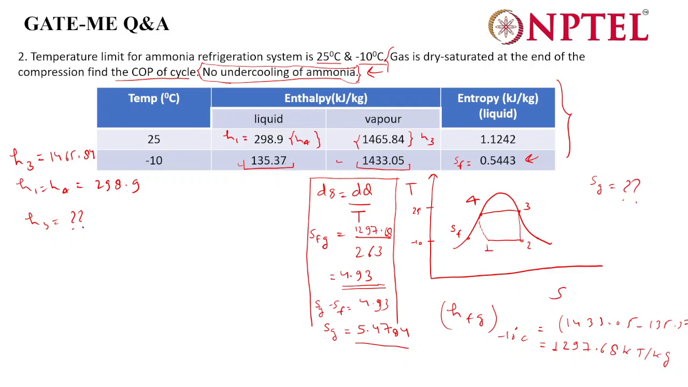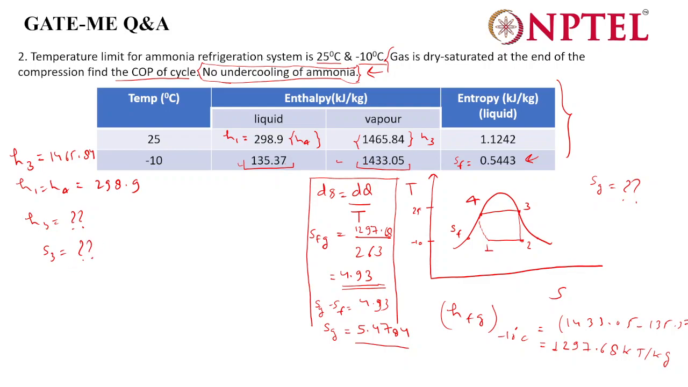So h2, what will be the h2? How can you find it now? Because it is required, right? s_fg we require, s_g we require, then only we can find this value. Because now we know the s_3. Do you know s_3? No, sir. That also needs to be calculated, right? So what would be the s_3? First tell that.